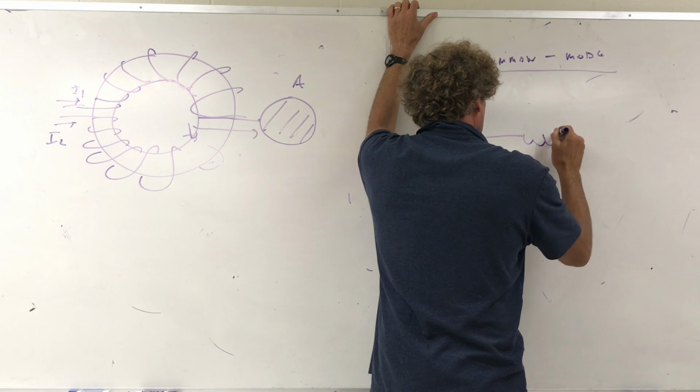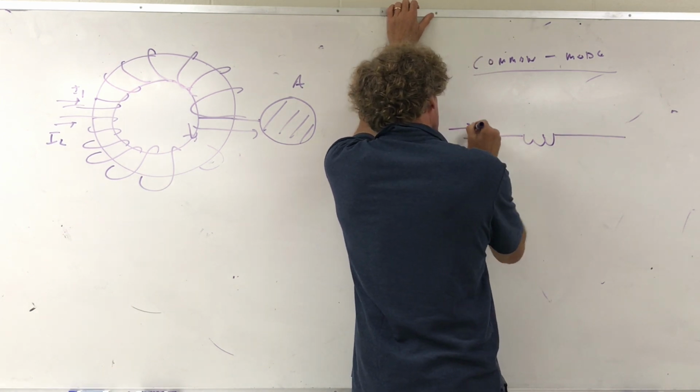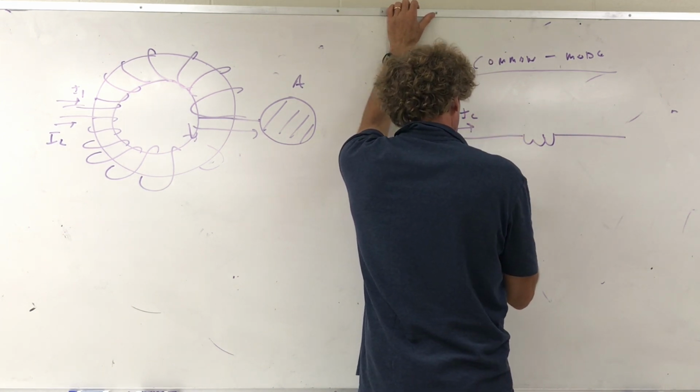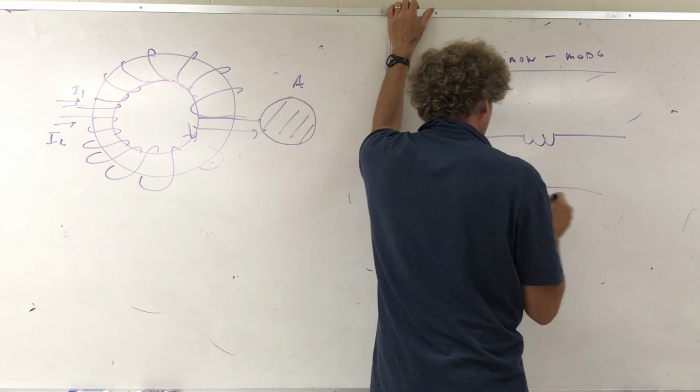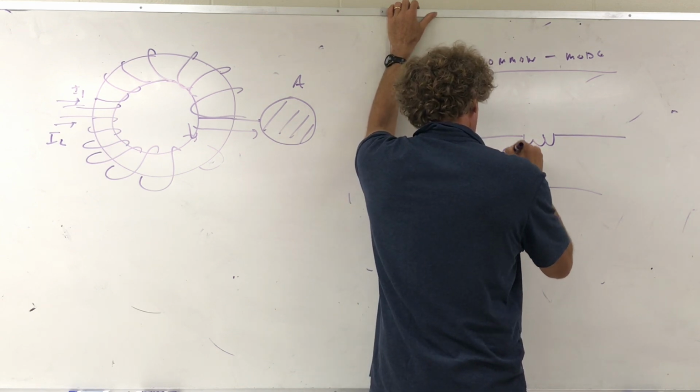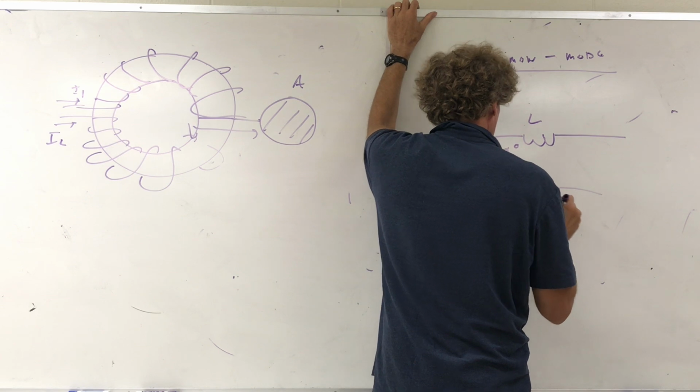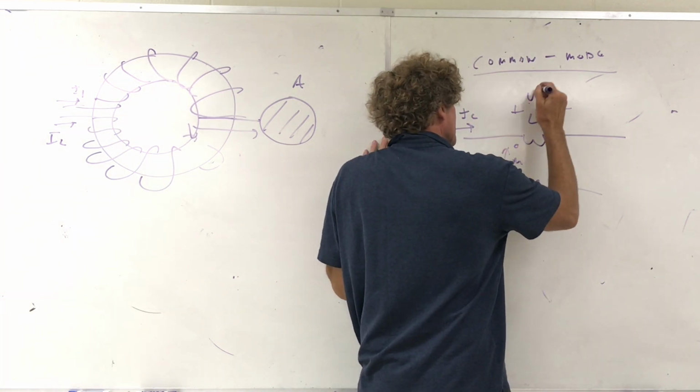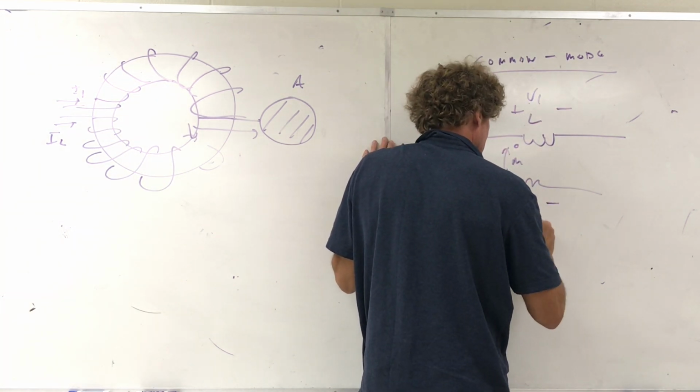I'm going to do one of these. Here's I common coming in here. Here's the dot, here's M. Here's L, here's L. This is plus minus V1. This is plus minus V2.